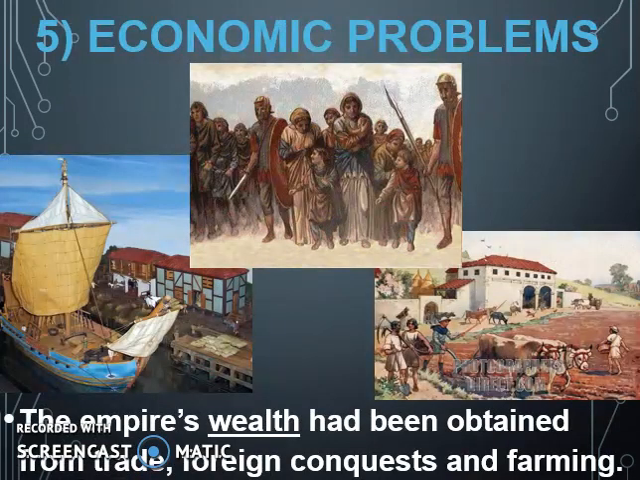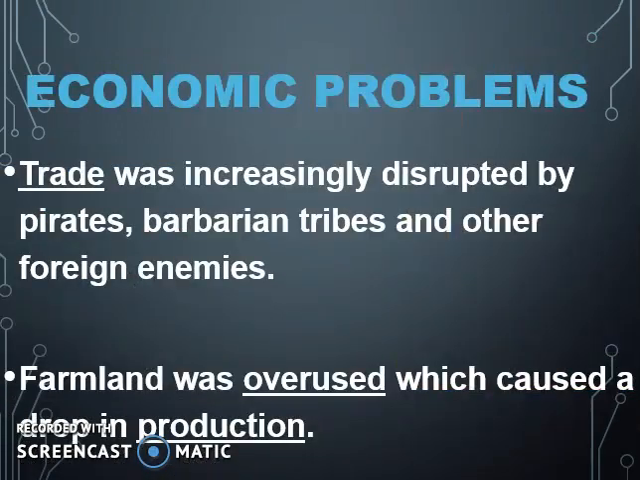5, economic problems. The empire's wealth had been received from trade, foreign conquest, and farming. So trading goods, foreign conquest, meaning as they expanded, they took over new regions, and farming. So the problems are that trade was increasingly disrupted by pirates, barbarian tribes, and other foreign enemies, and farmland was overused, which caused a drop in production.